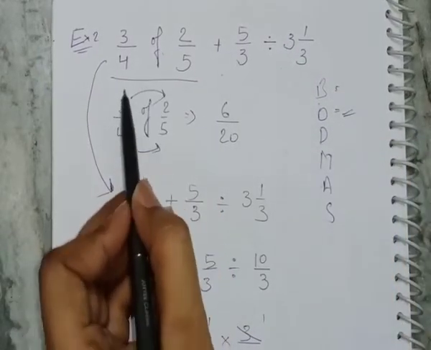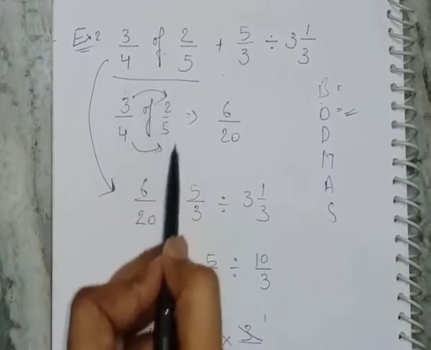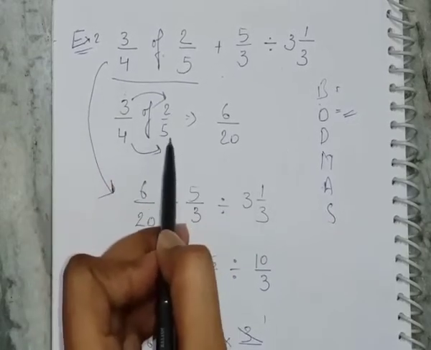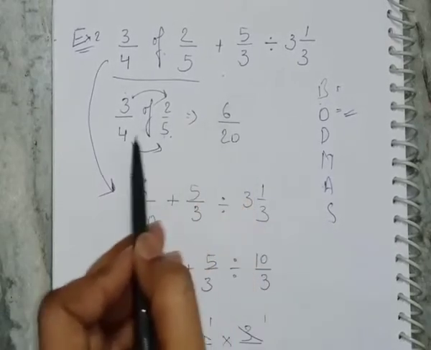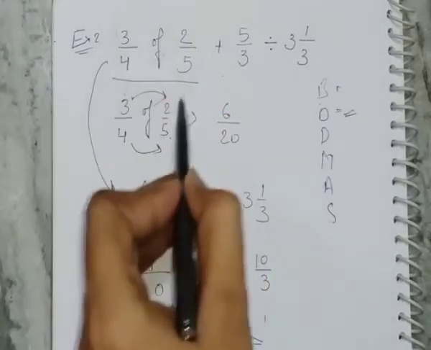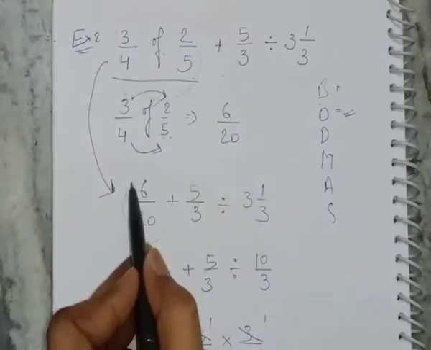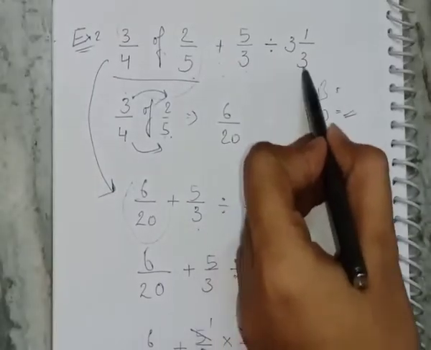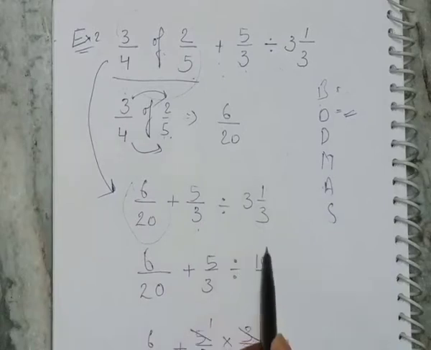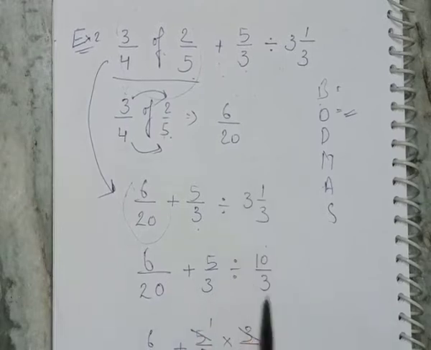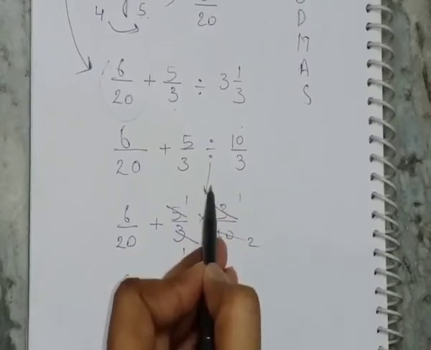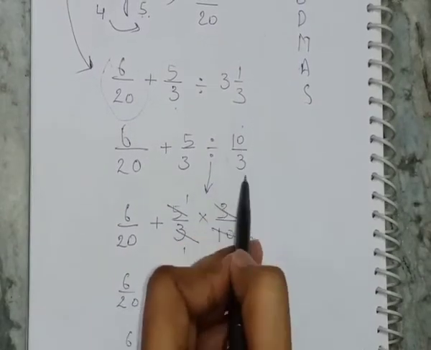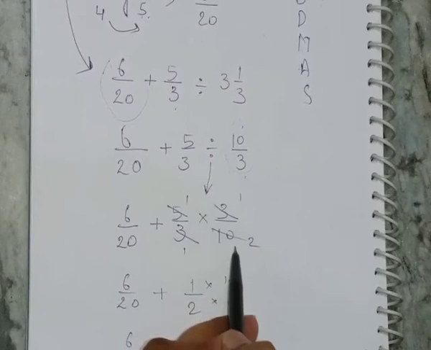I have solved separately 3 by 4 of 2 by 5: 2 3s are 6 and 4 5s are 20. So it can be written as 6 by 20 plus 5 by 3 divided by 3 whole 1 by 3. Now we can write this mixed fraction as 3 3s are 9 plus 1, 10, so 10 by 3. This division will change into multiplication when we take the reciprocal of the fraction 10 by 3, so we write multiply 3 by 10.